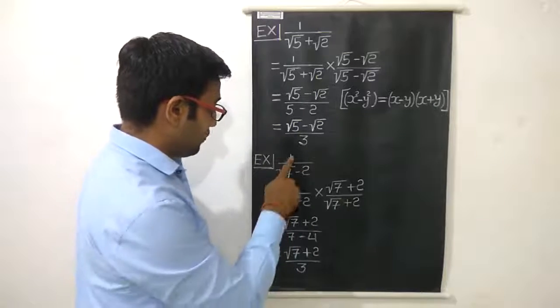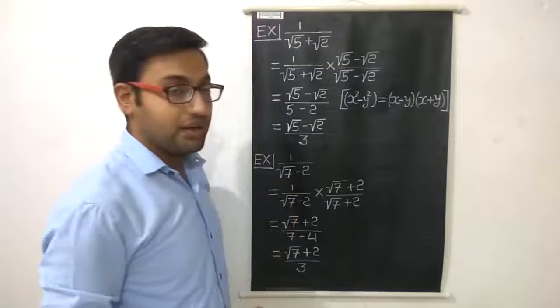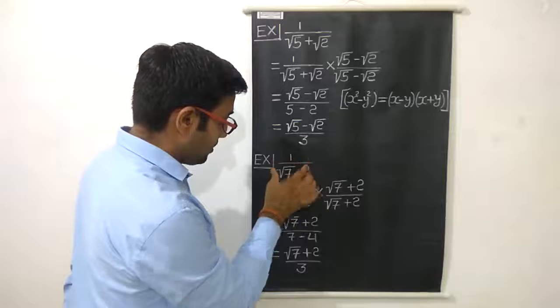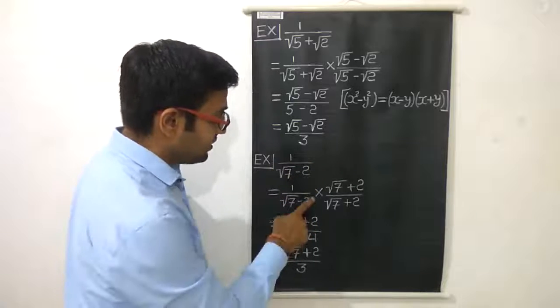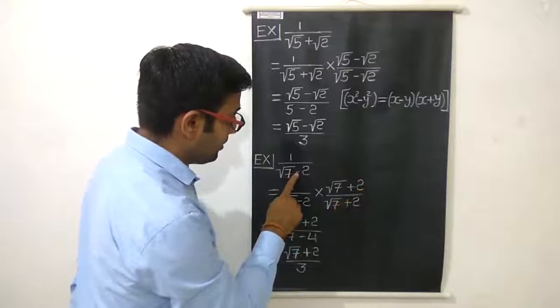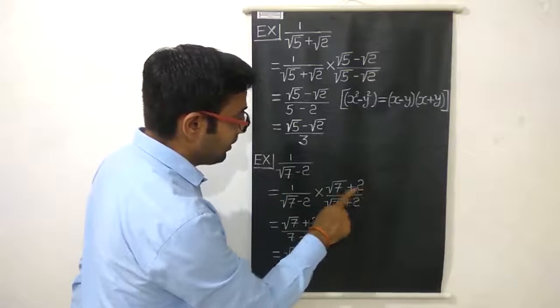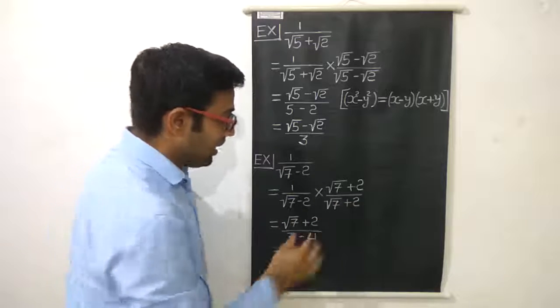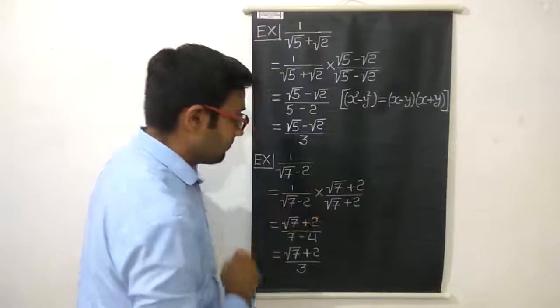Another example, that is of 1 upon under root 7 minus 2. Here also what we have to do? The same number we have to write down as it is. Multiply this number with under root 7 plus 2, because here the sign is minus, so we have to take plus sign here, and the same number we have to put in the denominator. Now the numerator remains as it is.